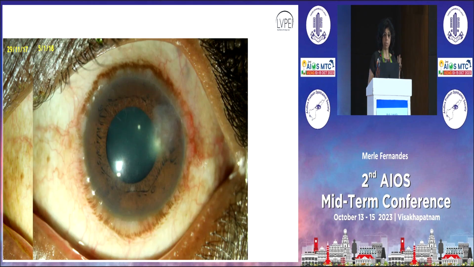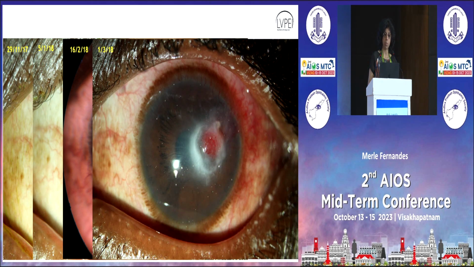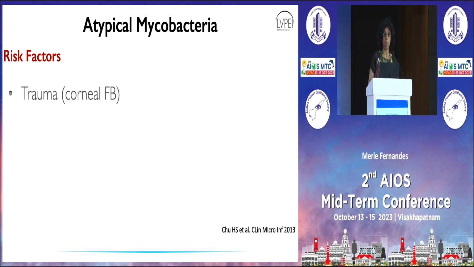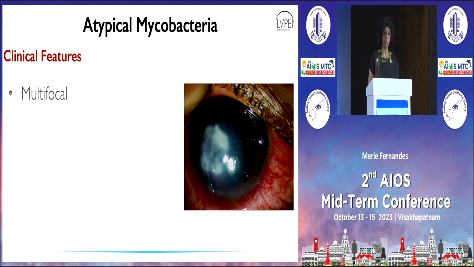And sometimes it could have a waxing and waning course, so sometimes you may have to add a second drug, which is usually a fluoroquinolone based on the sensitivity. So this is how he presented, because he required a second drug, and that was what was added subsequently. But then atypical mycobacterium per se tends to occur following trauma, usually with a corneal foreign body which may have been removed initially, can also occur following refractive surgery, and can be worsened or aggravated by the use of topical steroids. The classical clinical picture is a multifocal infiltrate.